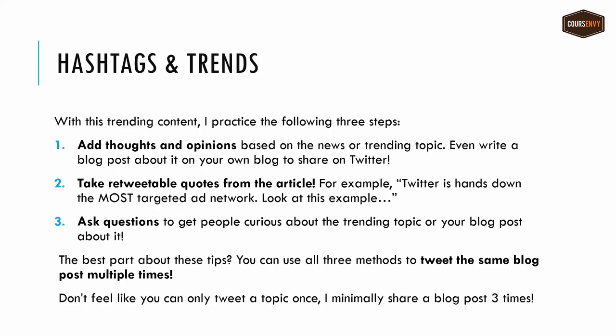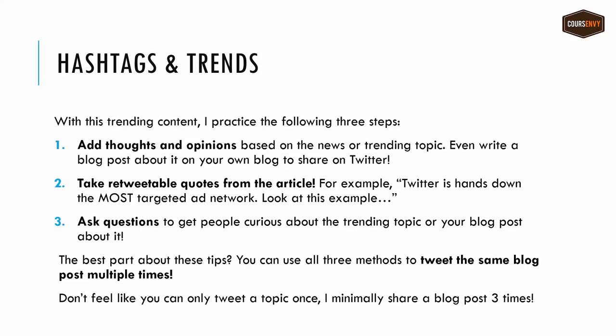So with trending content, I practice the following 3 steps. First is to add thoughts and opinions based on the news or trending topic. Even write a blog post about it on your own blog to share on Twitter. You're double dipping there. You're creating content for your own blog, adding these relevant keywords that you found either on Twitter Moments or on Google Trends. So you're increasing the searchability of your blog. Plus, you're jumping on these hot hashtags on Twitter, possibly.